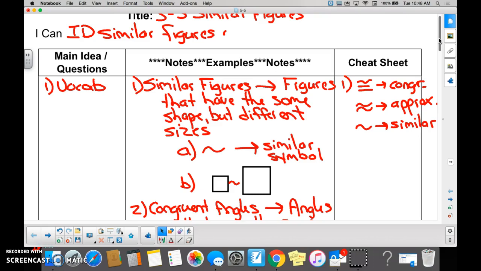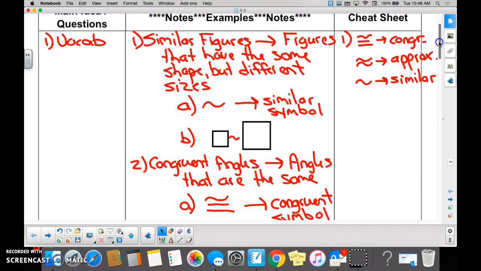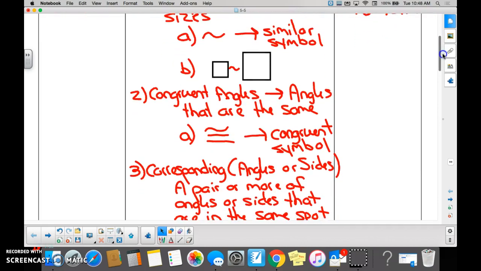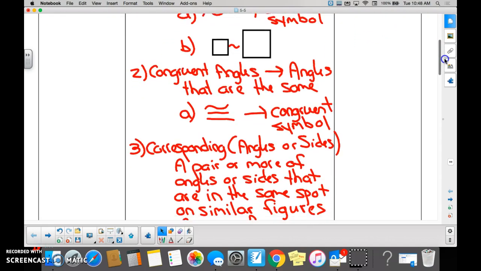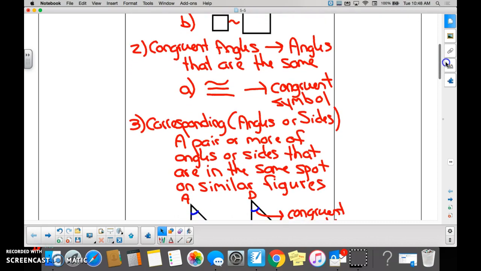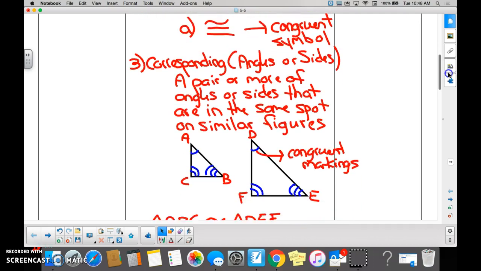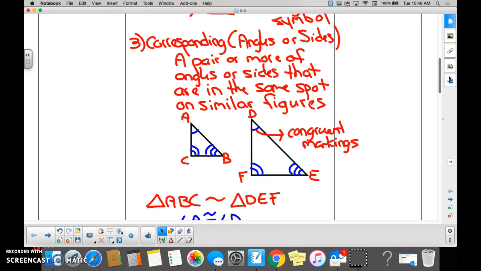Okay. All sides, Philip, of a similar figure are proportional with one another. They're not the exact same. So angles are going to be the same. Sides are going to be different. Congruent angles. Angles that are the same. You guys know the symbol for congruency now? Yeah. Okay.